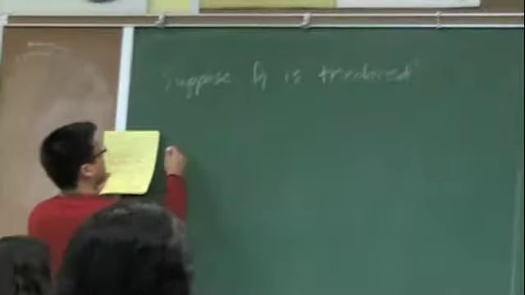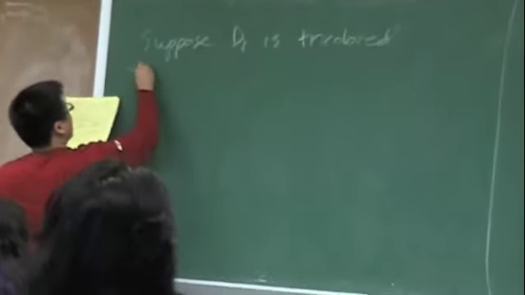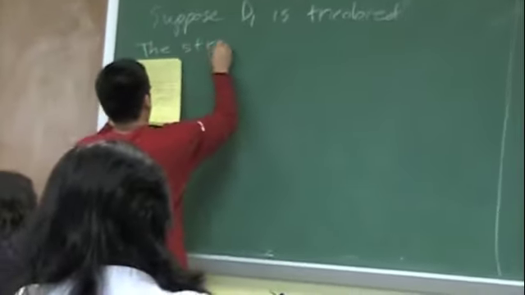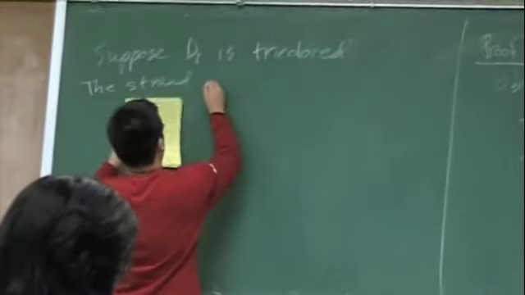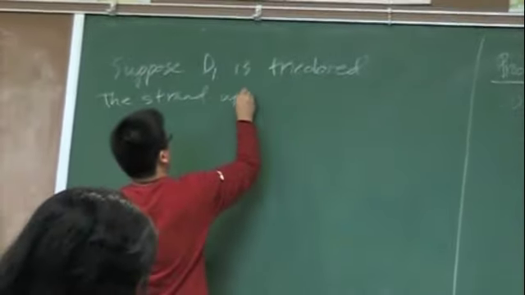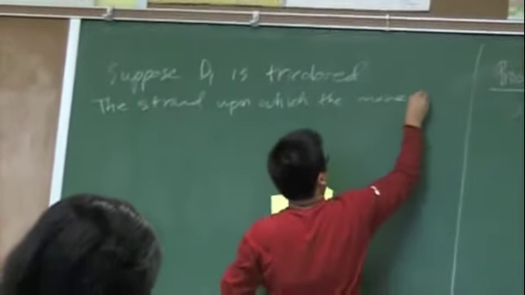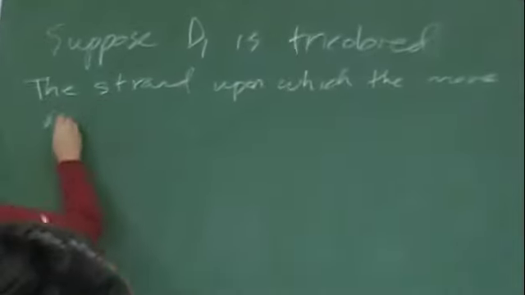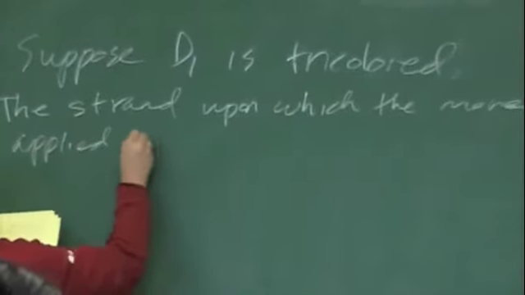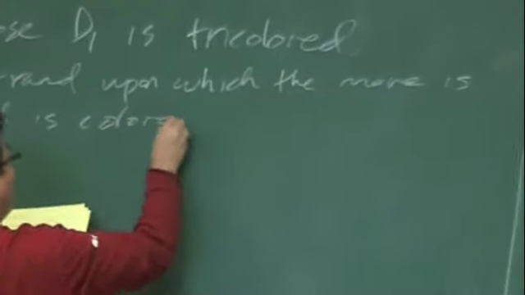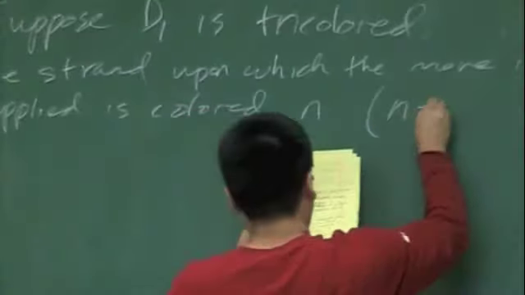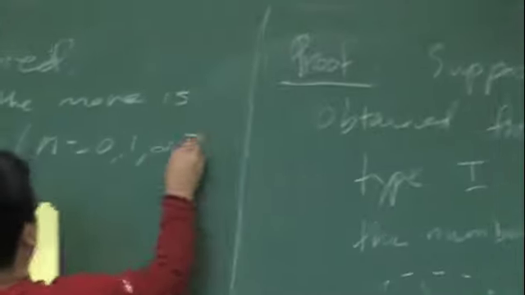Okay, so the strand upon which the move is applied is colored N, where N is 0, 1, or 2. And just color the modified part of the projection with N.